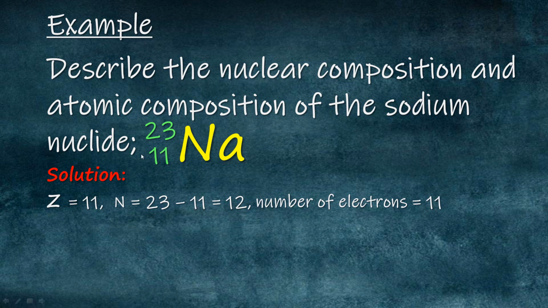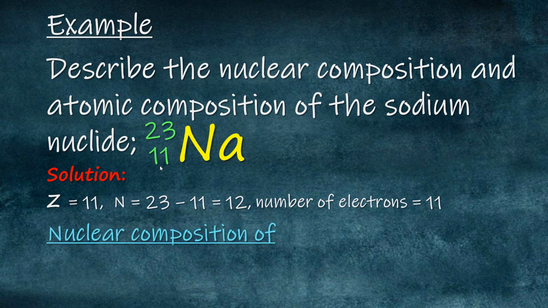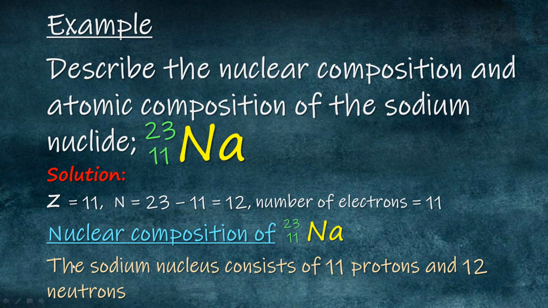So if there are 11 protons, it means even the electrons are also 11. Therefore, if they want us to describe the nuclear composition of sodium-23, ²³₁₁Na, we say the sodium nucleus consists of 11 protons and 12 neutrons. Don't talk about electrons because they are not in the nucleus. Electrons are in the shells. They are not in the nucleus.